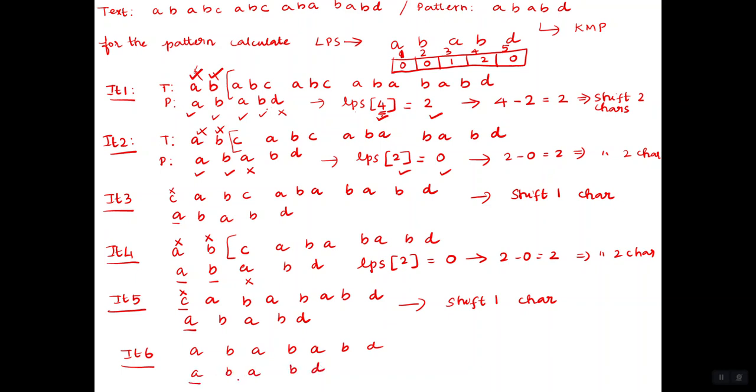The first character is a match, second is a match, third is a match, fourth is a match, fifth is a mismatch. So four common characters I have. So LPS of 4. LPS of 4 is equal to 2. So 4 minus 2 is equal to 2. So again 2 character shifting I have to do. So the first 2 characters I have to skip. So the last combination which I have to check is ABABD.